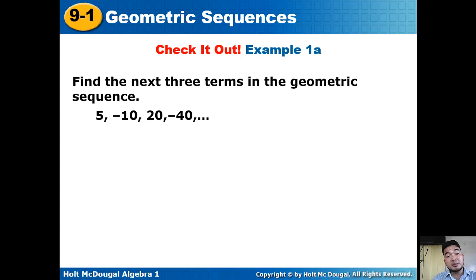Find the next three terms in the geometric sequence. Again, we have here 5, negative 10, 20, negative 40.